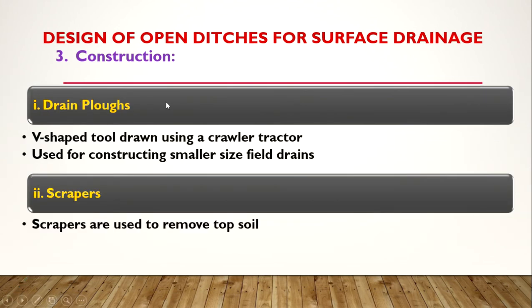The drain plow is a V-shaped tool which is attached to and drawn by a crawler tractor. It will make drainage ditches by using this tool. The second one is the scraper. It just scrapes the soil.